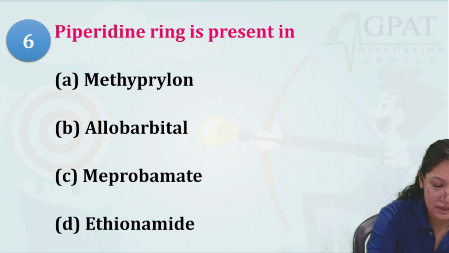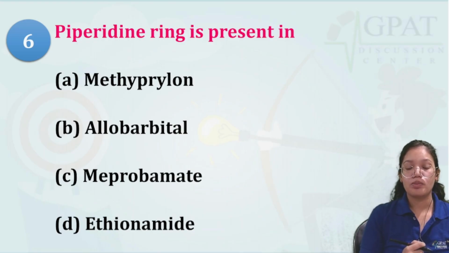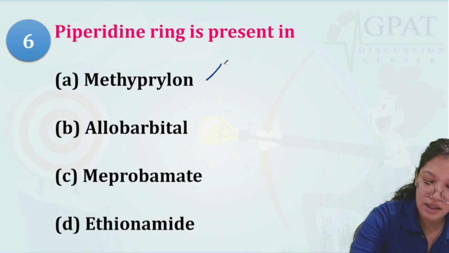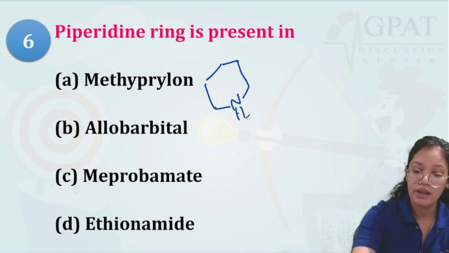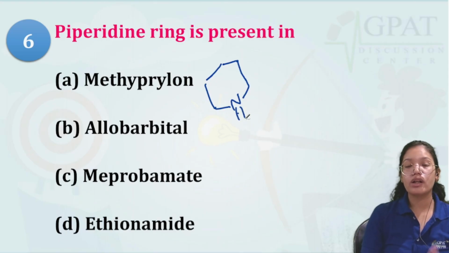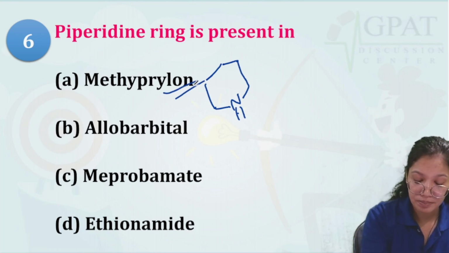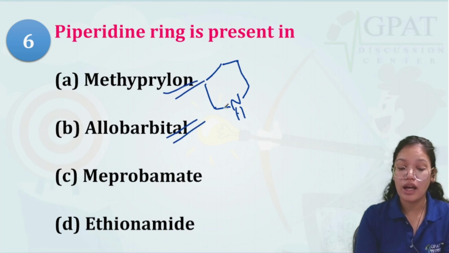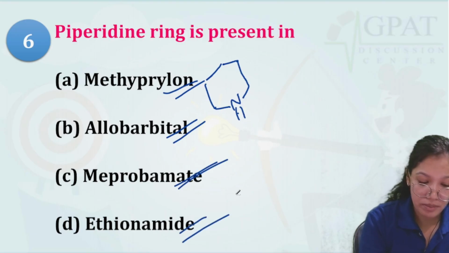Next it says, piperidine ring is present in. So they are asking what is a piperidine ring? A 6-membered saturated ring is called the piperidine ring. Now which of these 4 drugs contain a piperidine ring? Methylpyrrole, then we have allobarbital, meprobamate or ethionamide.